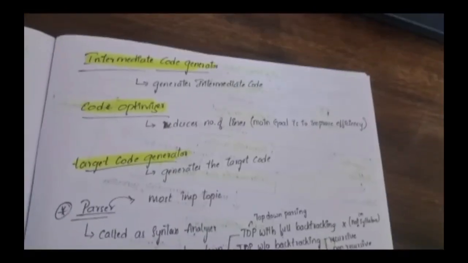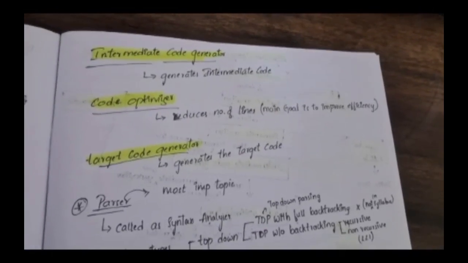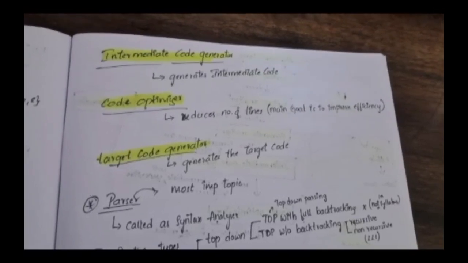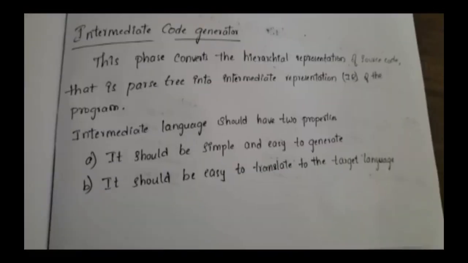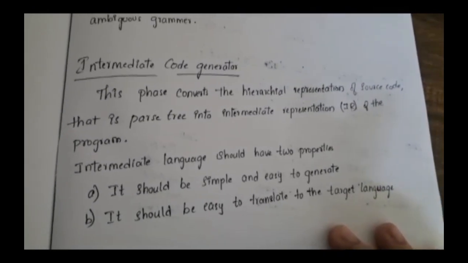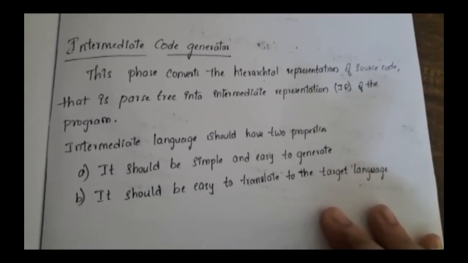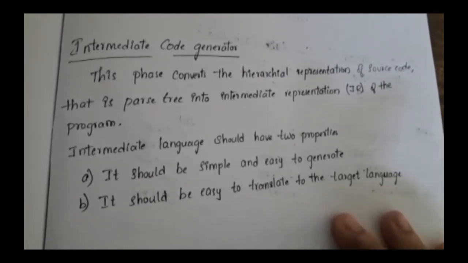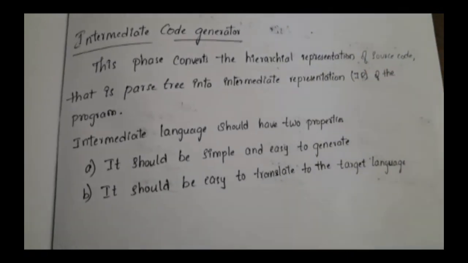So next we have the intermediate code generator. What does the intermediate code generator do? It generates the intermediate code. If you want it in detail, you can go through this paragraph. You can pause and go through it, because this is not much important, but for your reference, if you want more depth, you can pause the video and refer to this content.